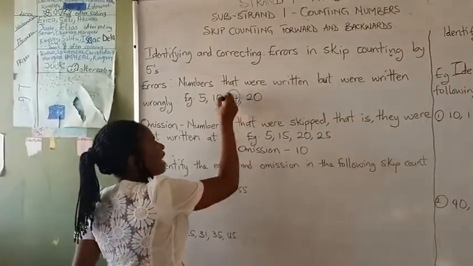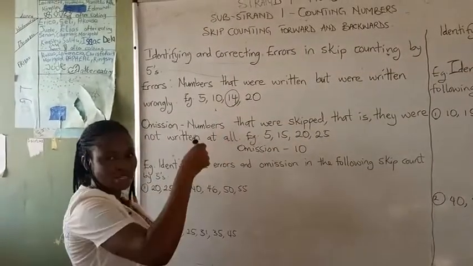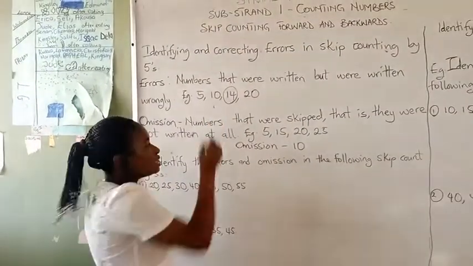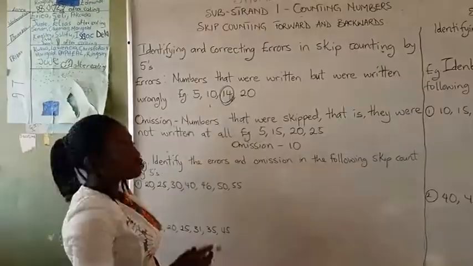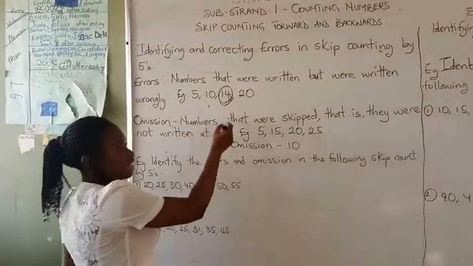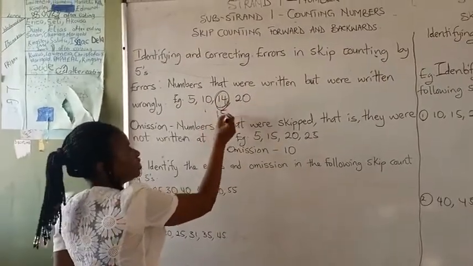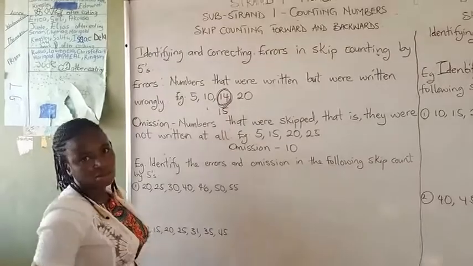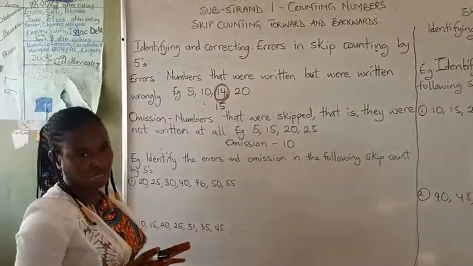So this is an error. It is a mistake. It has been written, but it is written wrongly. So this is the error that we identify in this context. So instead of 15, 14 was rather written. So here should have been 15. So this is the error we are talking about. It has been written, but it's wrong. Do you get it? Okay.